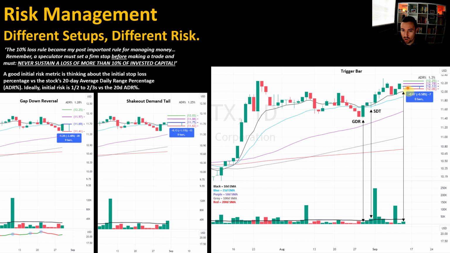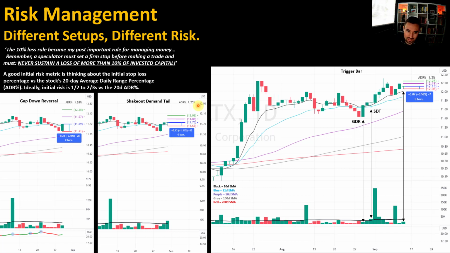Now you get the trigger bar over here. Now the trigger bar through the high, stop underneath the low, is 0.58%. Now I think this will be split adjusted several times as well, but 0.58%. Now we're really talking, that's half the ADR percentage of 1.3. So you see what I mean about thinking about half, 2/3 versus the ADR. But these shakeout demand tails and gap down reverse bars oftentimes will be actually around the ADR percentage, if not a little bit more.